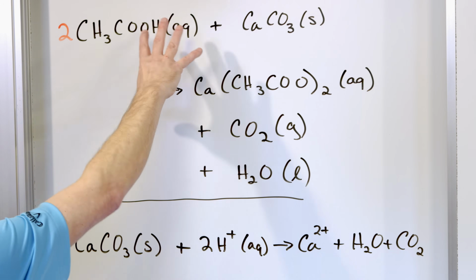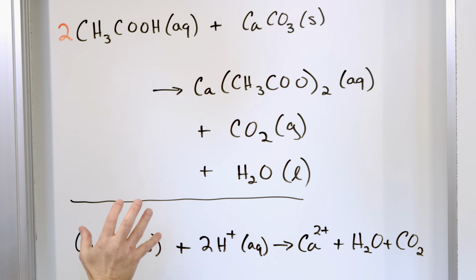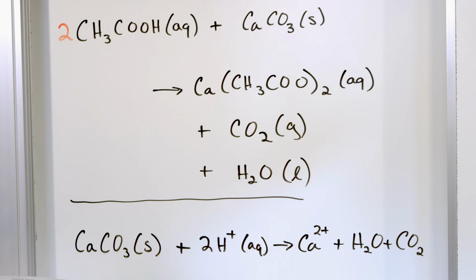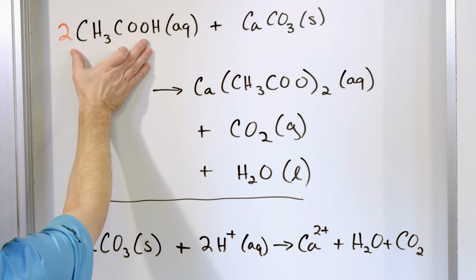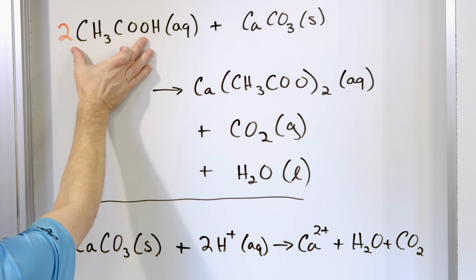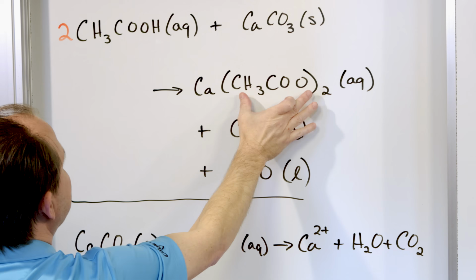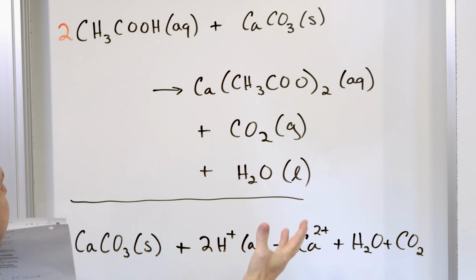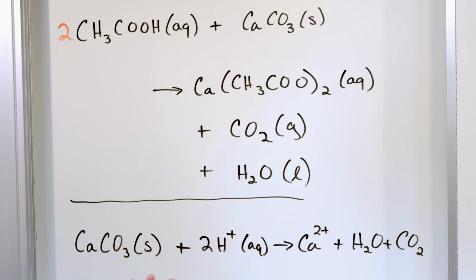Now the difference between this giant equation and this one is that we just basically throw away some of the stuff that's not really participating. When this goes into solution, the hydrogen ion is really what's doing the reacting. This ion is just sitting here, and it's not really doing anything because it's still dissolved in solution, so we remove it. What's left over is the hydrogen ion here.